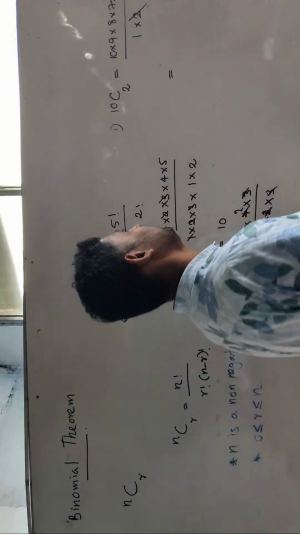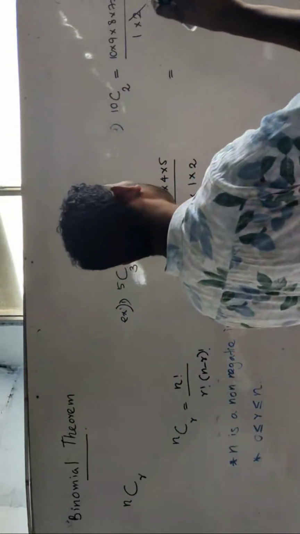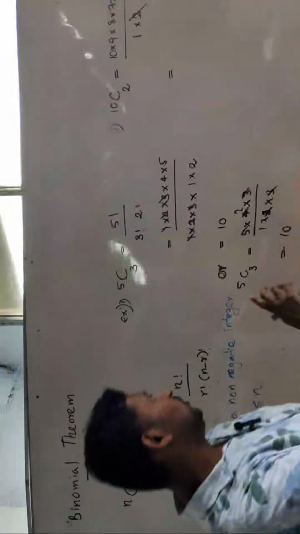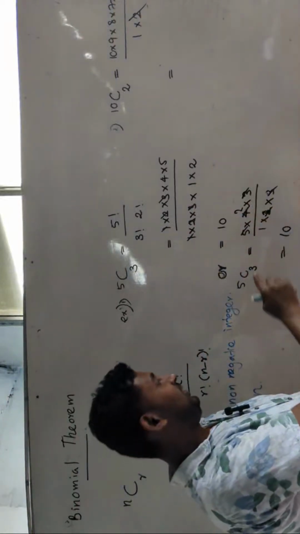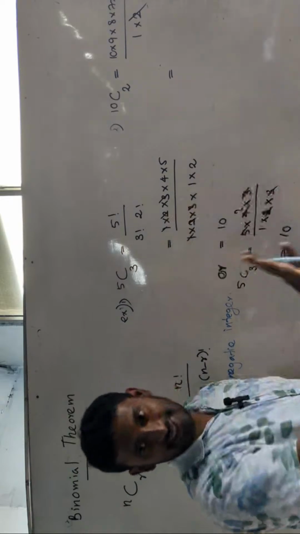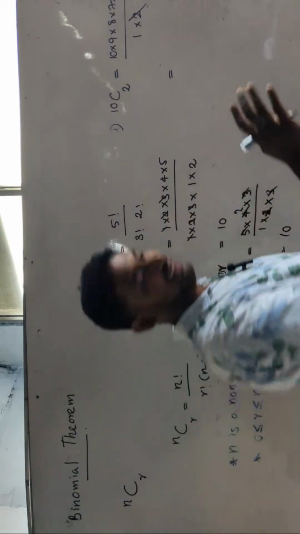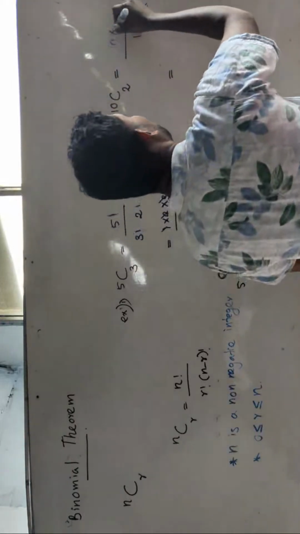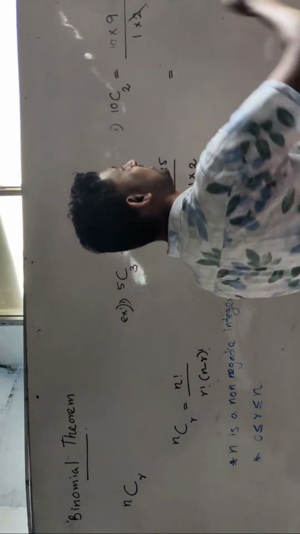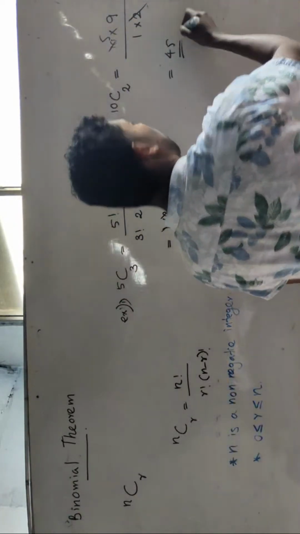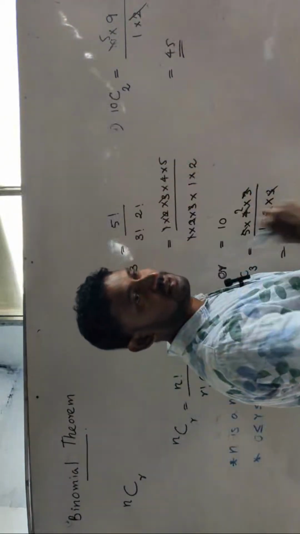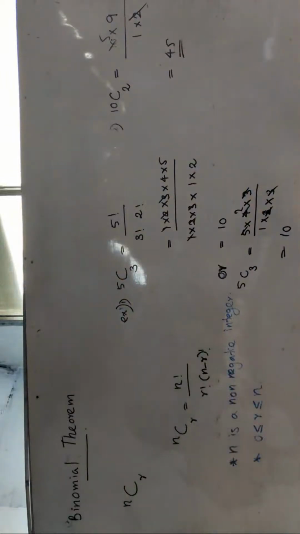So what is the answer? No, that is wrong. Sorry. 10 into 9 only. Only 2 times you need to do the multiplication. Here you need to do 3 times, not up to 3. Here 5C3 means 5 into 4 into 3, that's it, only 3 times. So here you need to do the multiplication only 2 times. That means 10 into 9 over factorial 2. That's it. So it will be 5 into 9, that will be 45.